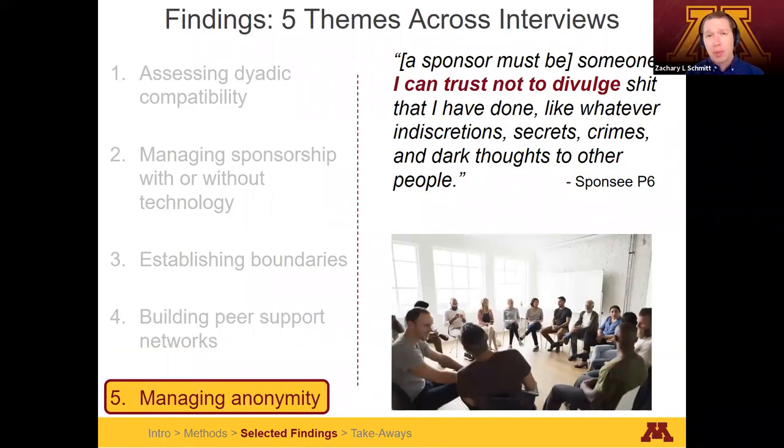In our final theme, participants consistently discussed how their need for anonymity and privacy can sometimes conflict with their simultaneous need to disclose their identity to others in order to ask for and receive help.